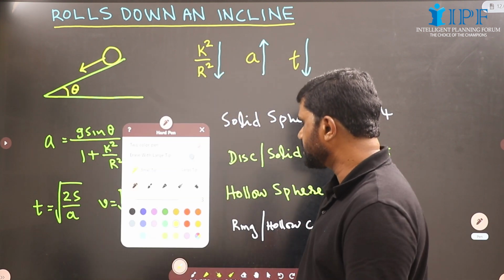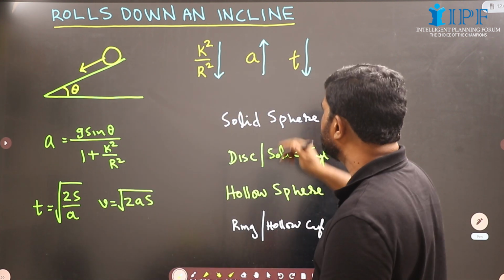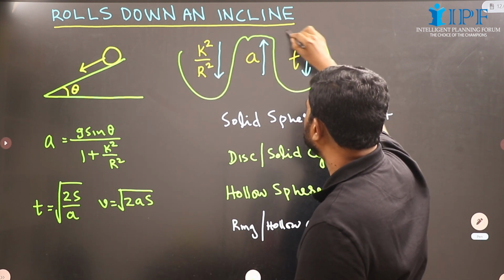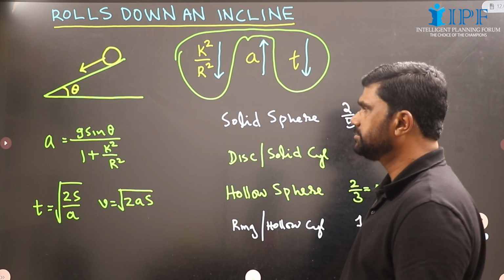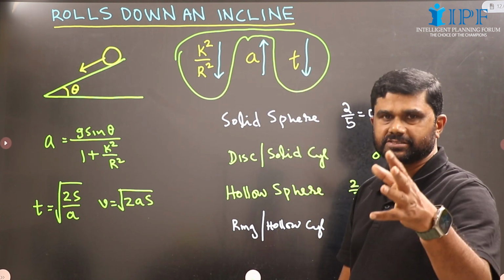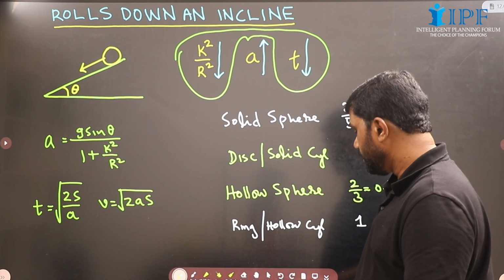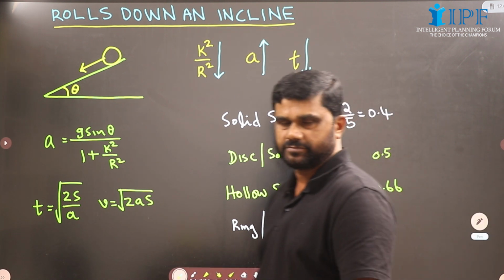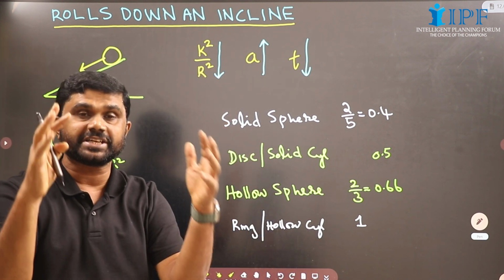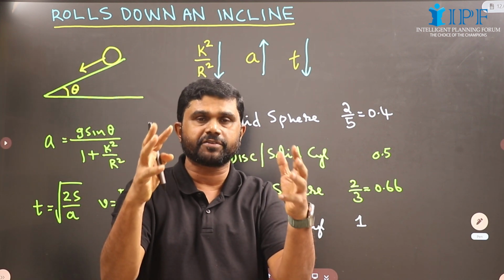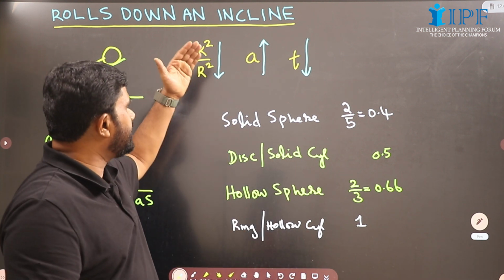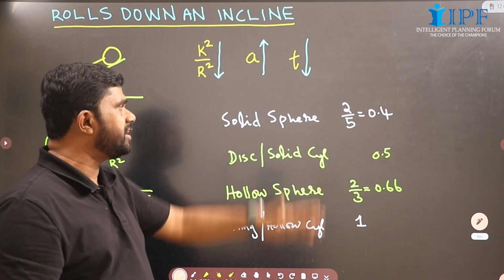Now children, let us combine these two. When k square by R square is less, time will be less. Time less means the body will reach the bottom first. When time is minimum, the body reaches the bottom first because all the 6 bodies are released simultaneously from the top of the incline. So when k square by R square is minimum, time will be minimum.